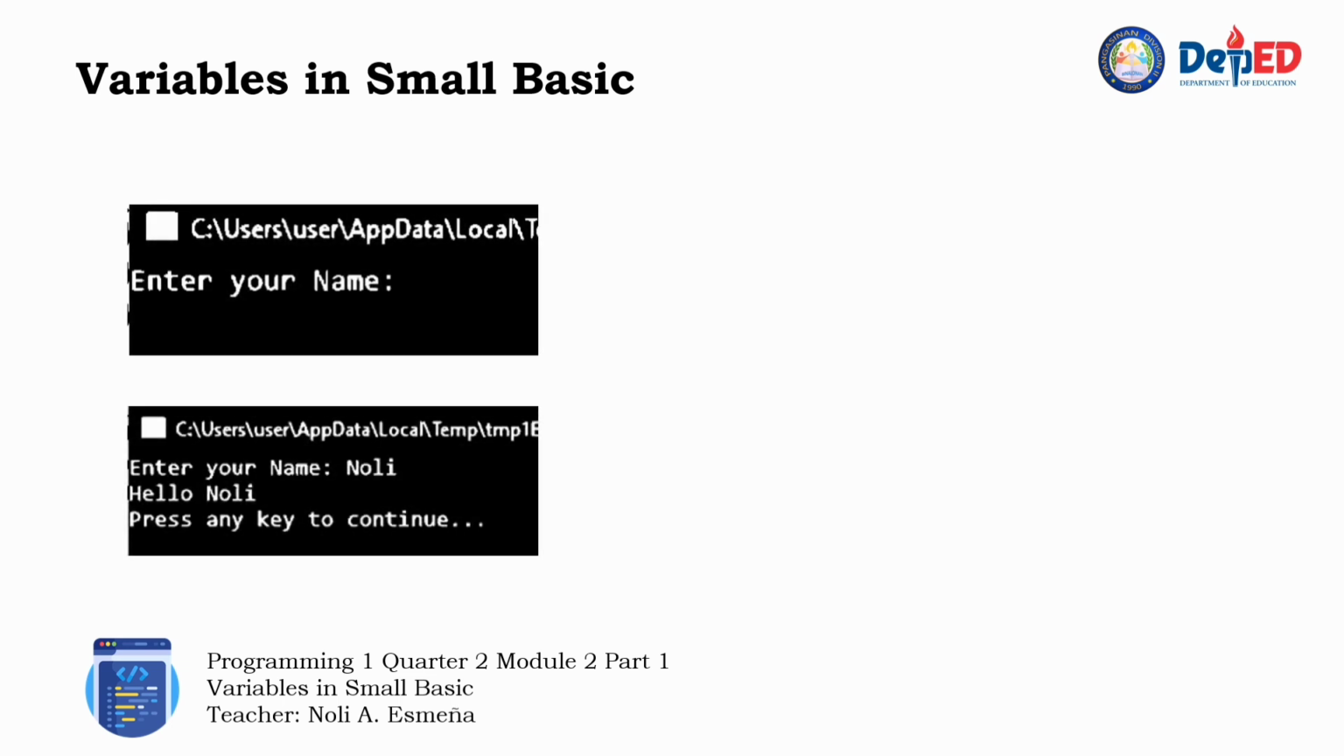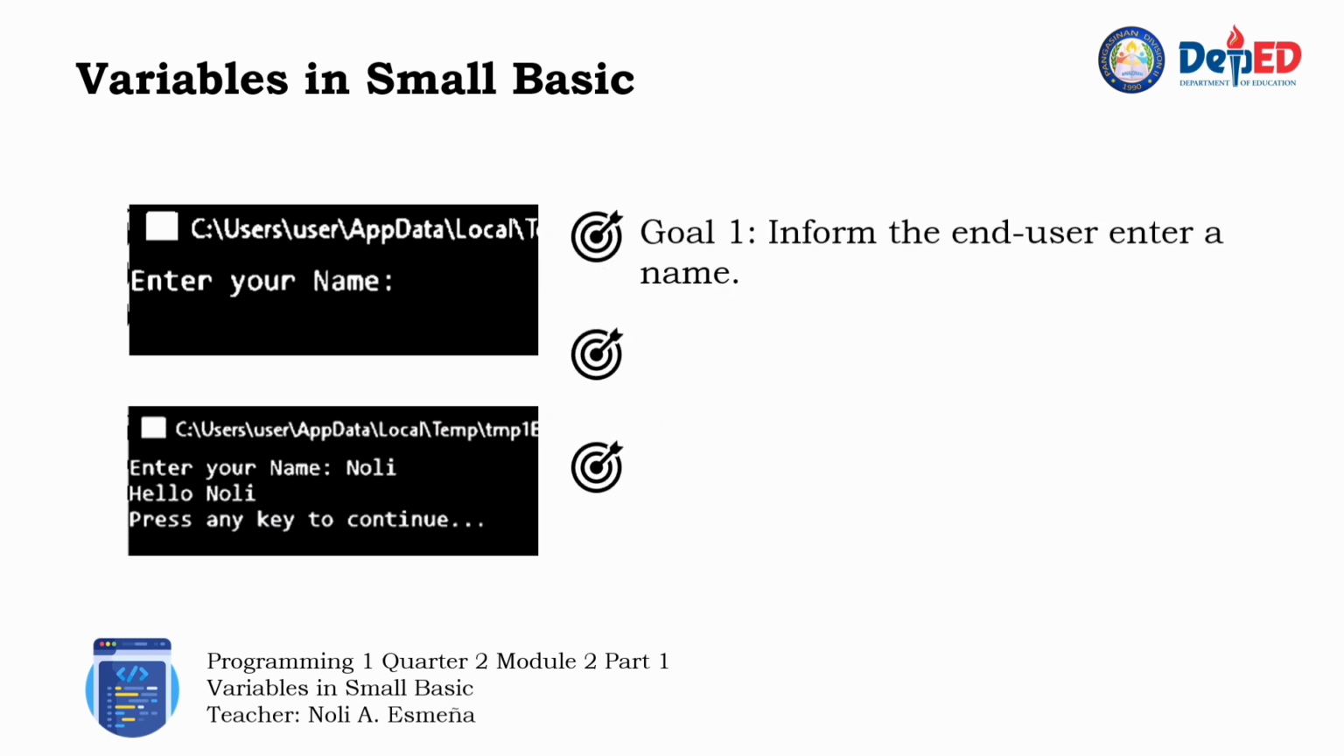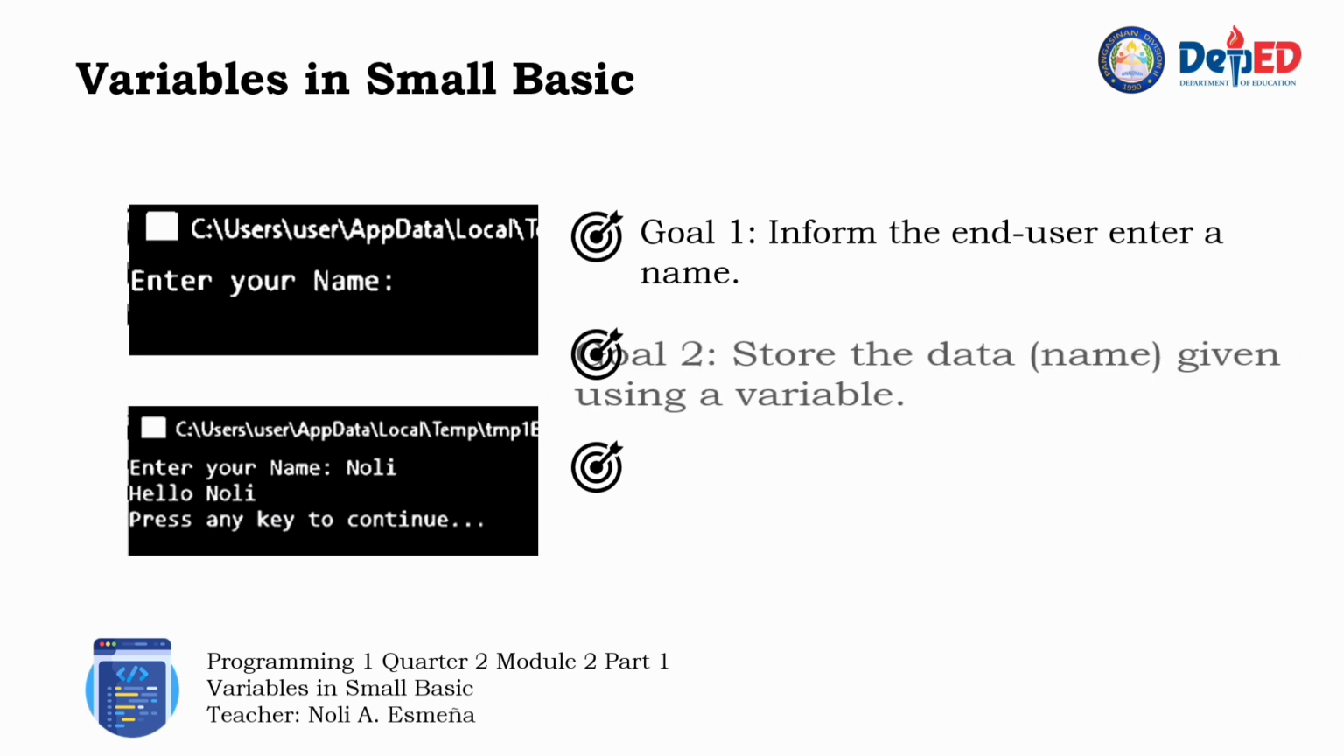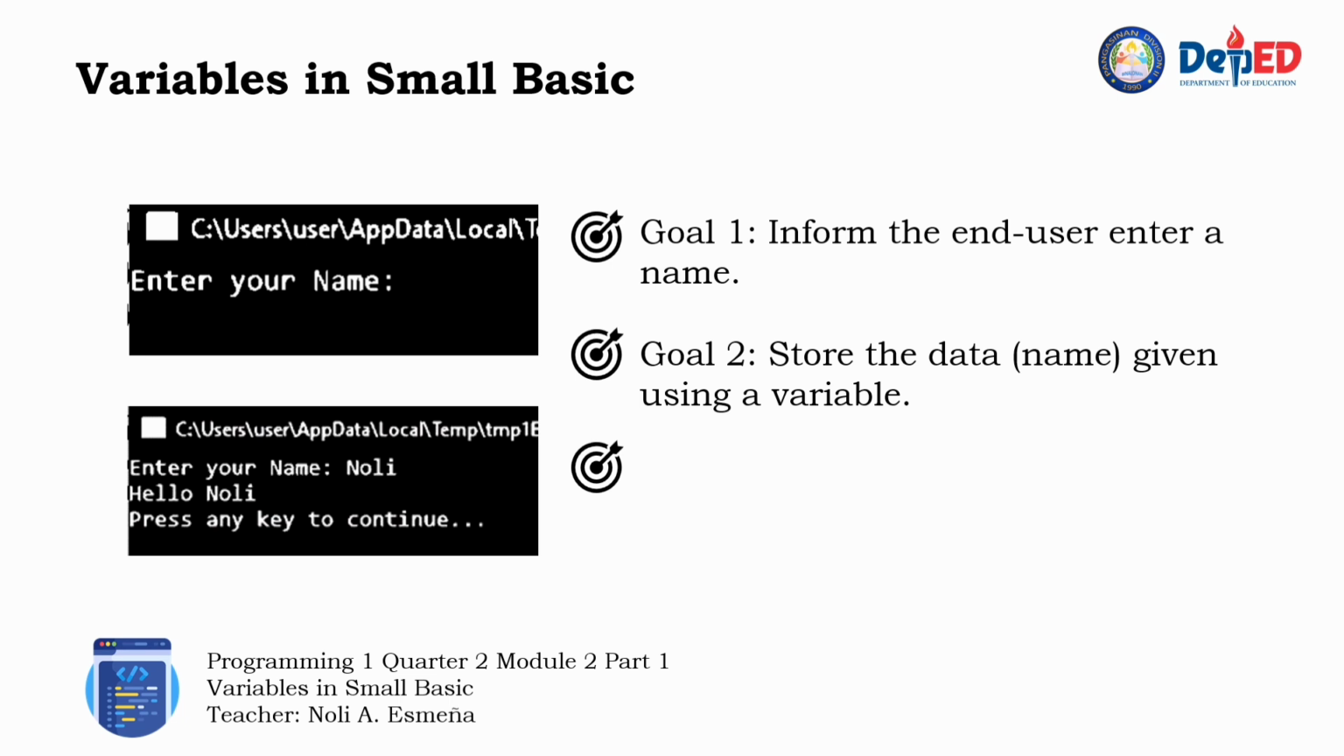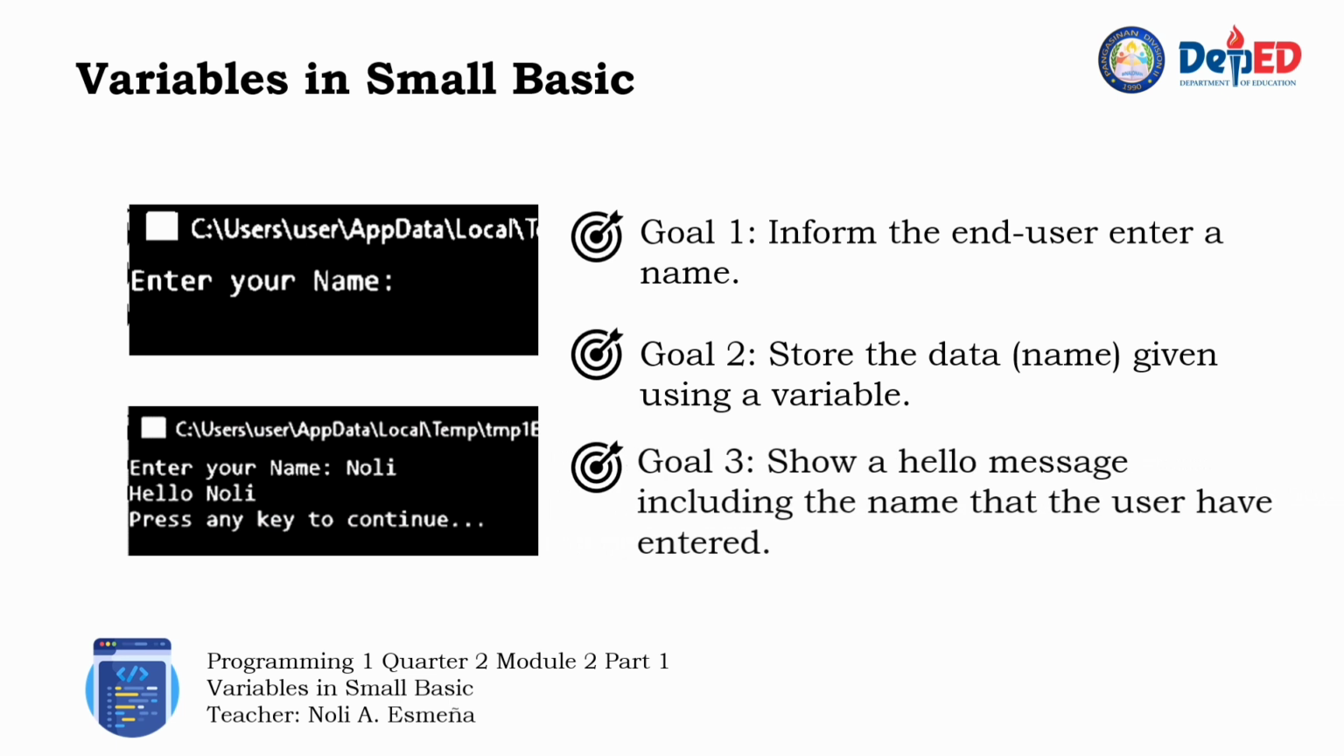The program that we want to create has 3 major goals. The first goal is to inform the end user to enter a name. The second goal is to enter the data, which is the name given by the user using a variable. And the third goal is to show a message including the name that the user have entered.